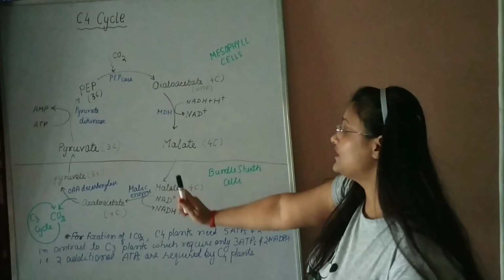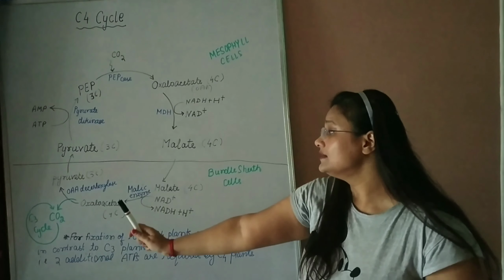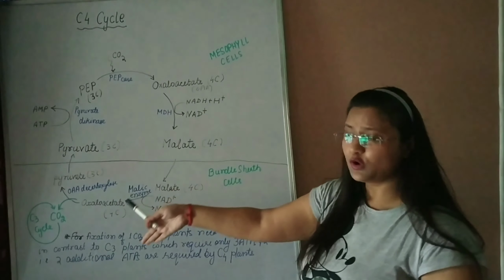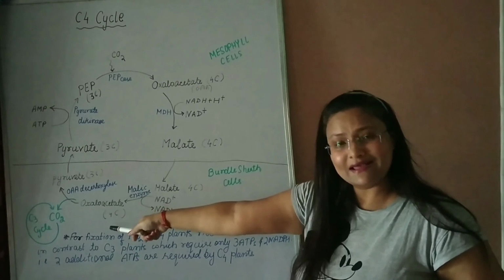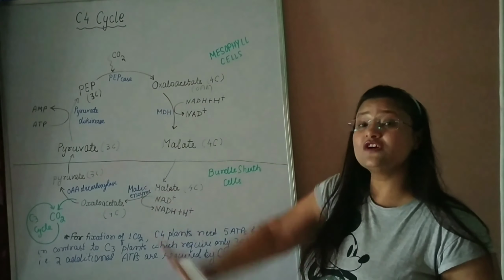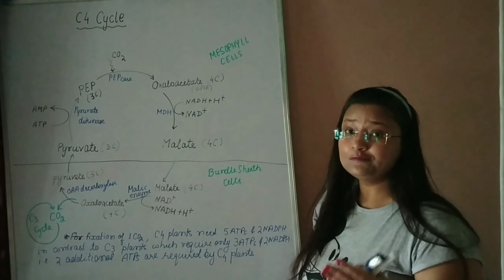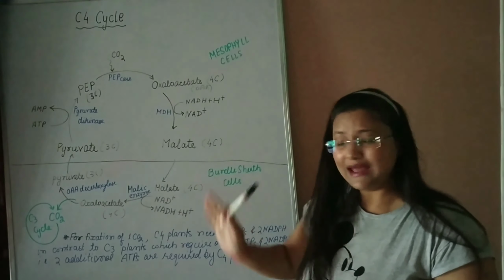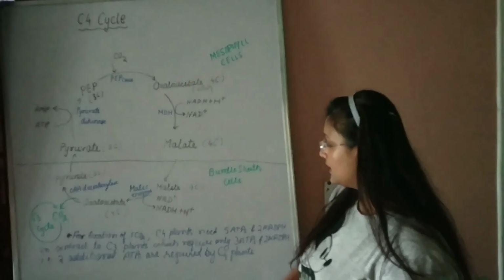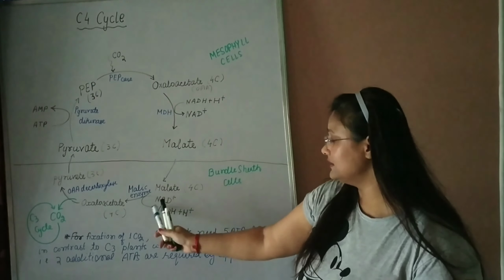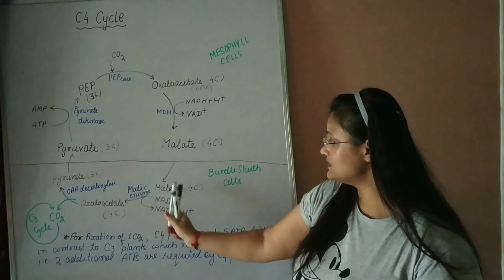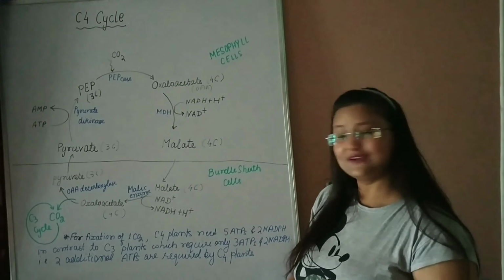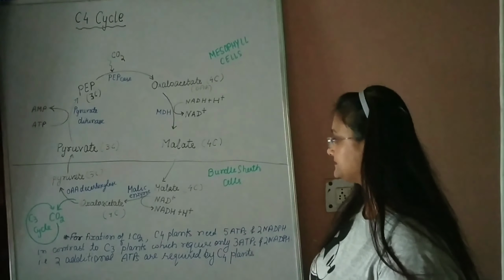In bundle sheath cells, malate will get oxidized again into oxaloacetate, because the purpose was only to transport. We needed oxaloacetate itself. Just because of its inability to enter bundle sheath cells, it was converted into malate. So now, again NAD plus will come here, the opposite will occur. Because now malate will get oxidized into oxaloacetate, so NAD plus will get reduced into NADH plus H plus.